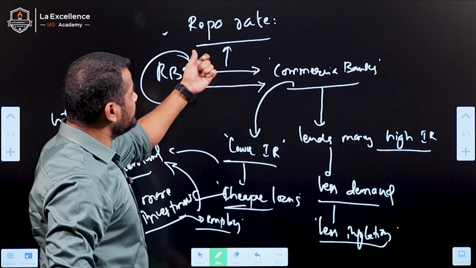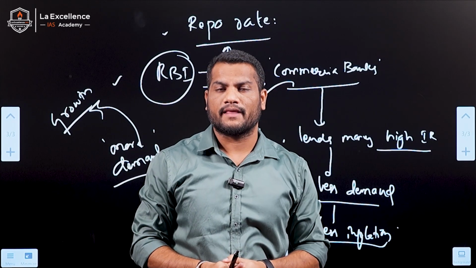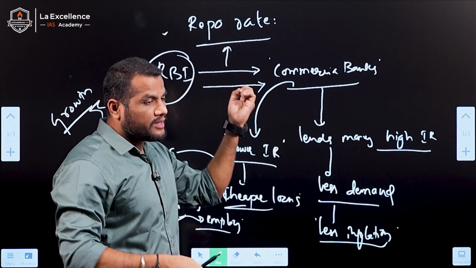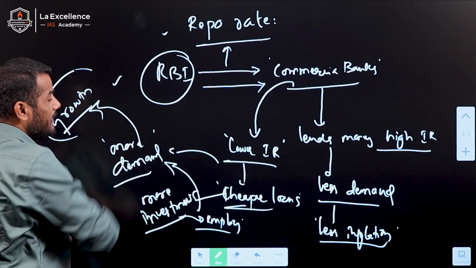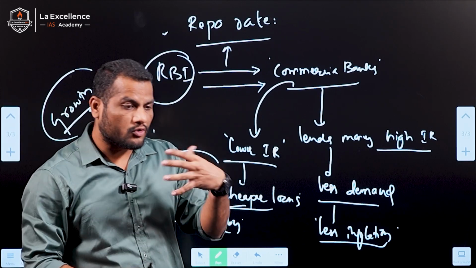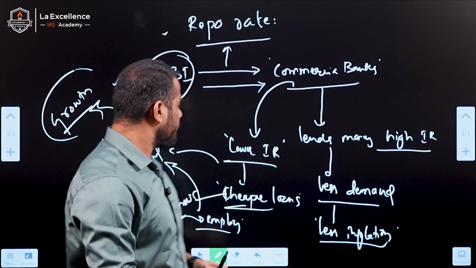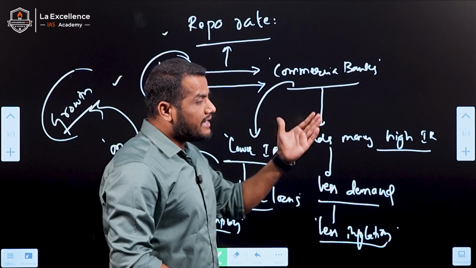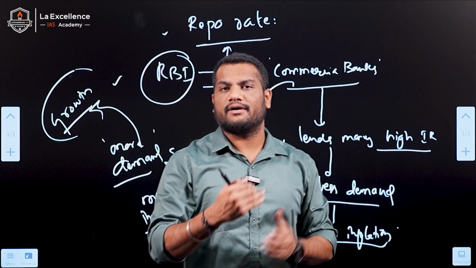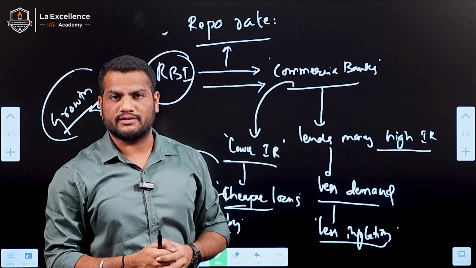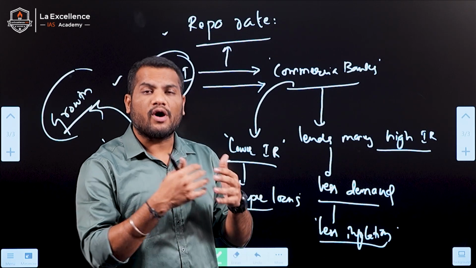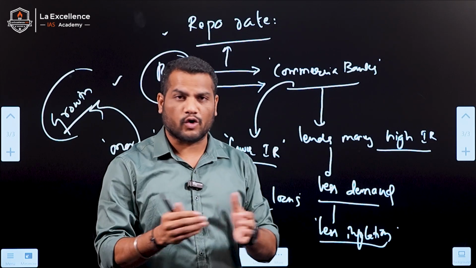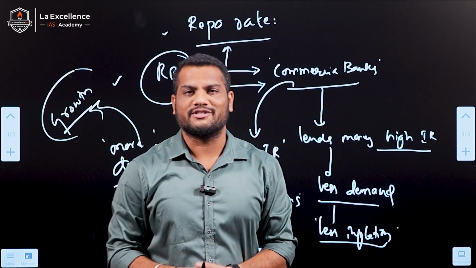Whenever there is a cut in the repo rate, the RBI is also aiming at inflation control but also tries to promote growth in the Indian economy. Hope you got the idea of what I am talking about here. Recently, the RBI reduced the repo rate by 25 basis points, meaning the RBI is signaling that it wants to promote growth in the economy as well. So thank you for watching the video.